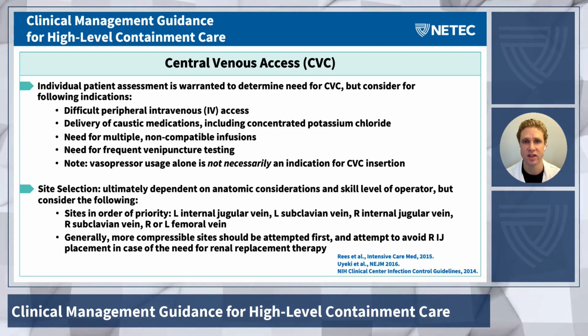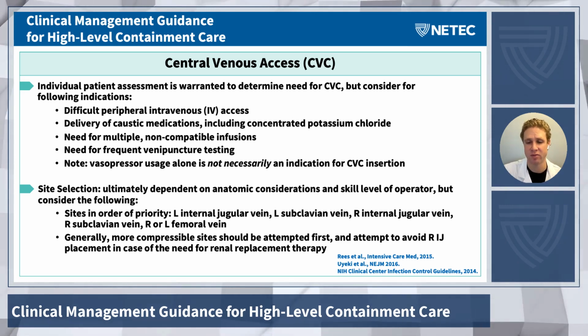In terms of site selection, we want to prioritize the left internal jugular vein, followed by the left subclavian vein, followed by the right internal jugular vein, the right subclavian vein, and ultimately either femoral veins. We want to avoid the femoral veins at all costs if we can, due to possible risk of contamination from diarrhea and other bleeding complications these patients may have. And we also want to try to avoid the right internal jugular vein and to preserve that for possible vascular access for hemodialysis if it becomes necessary.